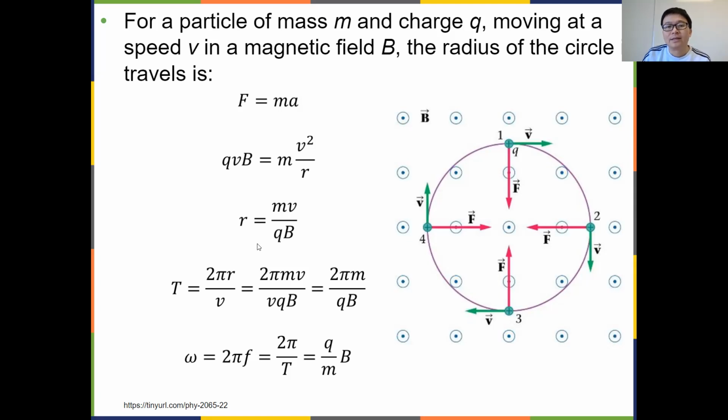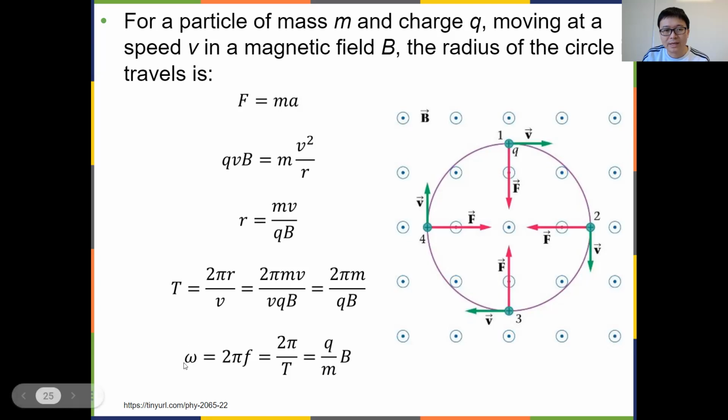You can also calculate what will be the period for this particle. So 2 pi r over v. Then r is going to be this, getting into the equation here, so it's 2 pi m over qB. Then in terms of angular frequency, which is 2 pi times the frequency, 1 over that, the angular frequency will be q over m times the B field.